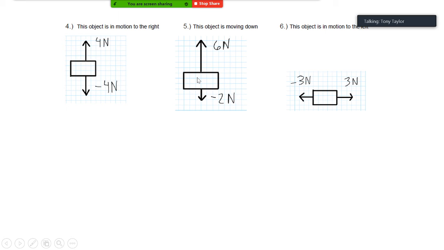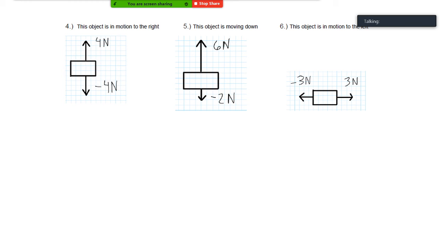If the object moves in the opposite direction of the dominant force, it's going to be slowing down. If the object moves in the direction of the dominant force, it's going to be speeding up. Let me say that again. That's very important. If the object moves in the opposite direction of the dominant force, it's going to be slowing down.